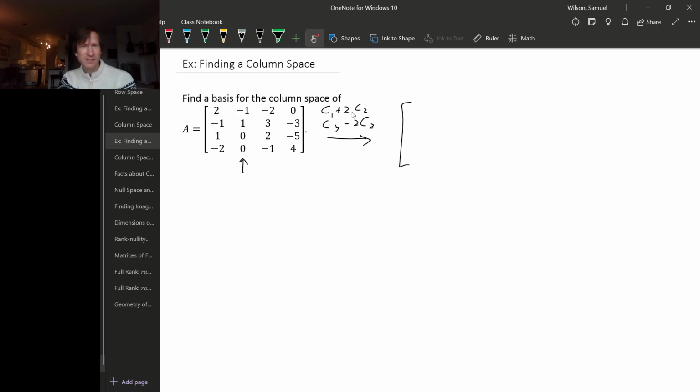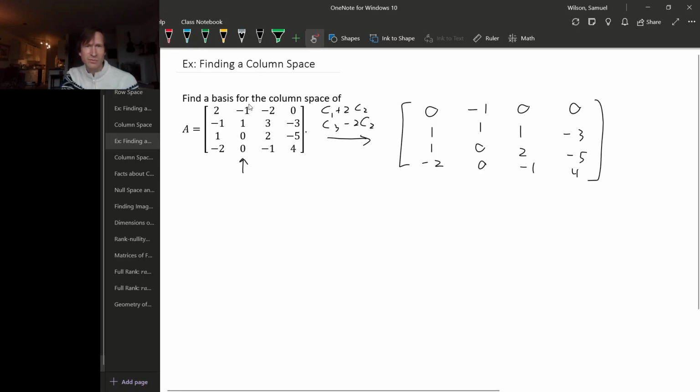Okay, so column 1 plus twice column 2, that's going to give me 0, 1, 1, -2. Column 2 we're not changing, so -1, 1, 0, 0. And then column 3 we're subtracting twice column 2, so 0, 1, 2, -1. And then column 4 we're leaving alone, so 0, -3, -5, 4. Okay, so I used this -1 to zero out the stuff to the right and the left of it.